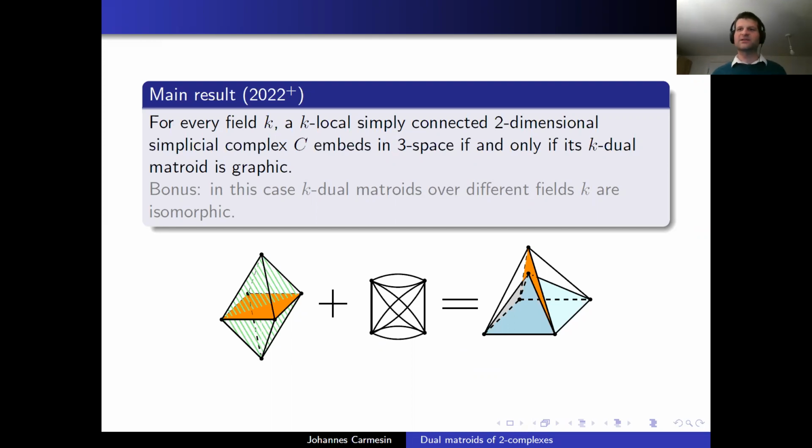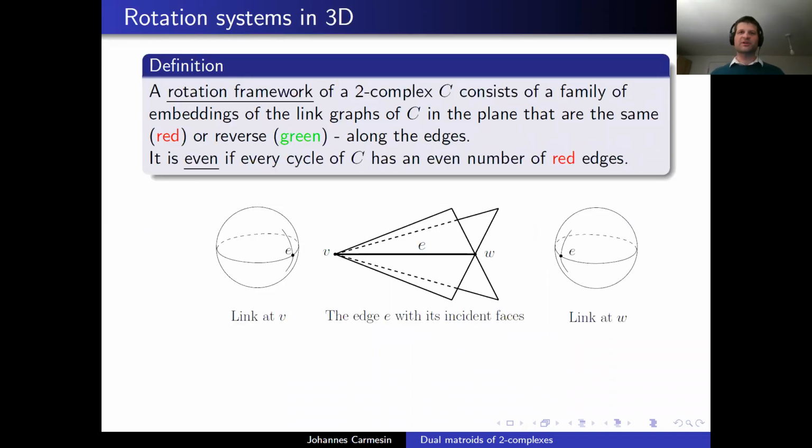Okay, so the dependence on the field is as nice as you could hope for. So that's a theorem. Let me first talk a little bit about the proof. The first thing we'd have to understand is, before with the planar embeddings, we had the rotators, the rotation systems, and now we do something similar in 3 dimensions.